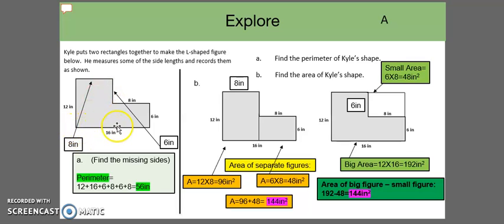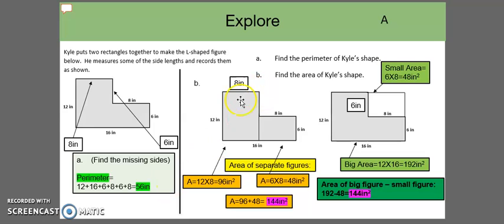Over here, we do have a missing side. We know the whole thing is 16 inches. We know that this part is known, which is 8 inches, and here we do not know. So what we can do is 16 minus 8 gives us 8. Therefore, for the perimeter, we just add up all the values around the figure. So 12, 16, 6, 8, 6, and 8, and we should get a total of 56 inches.